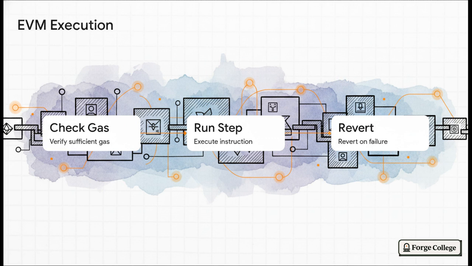You check the gas, you run the instruction, and you revert if it fails. This strict one-at-a-time sequence is what makes the EVM highly predictable. Literally, every computer in the network replays those exact steps in the exact same order, so everyone ends up with the exact same result. It's just elegantly simple to validate.